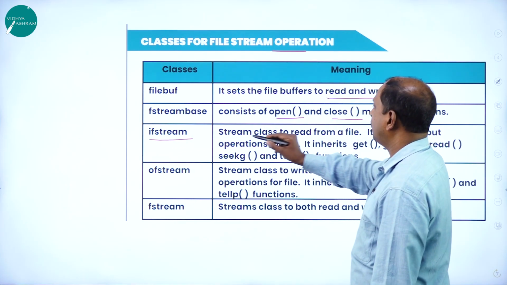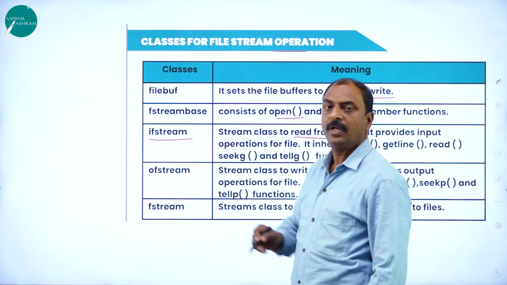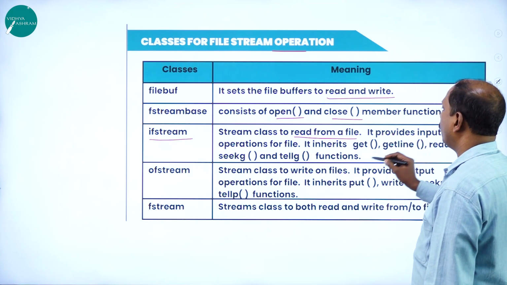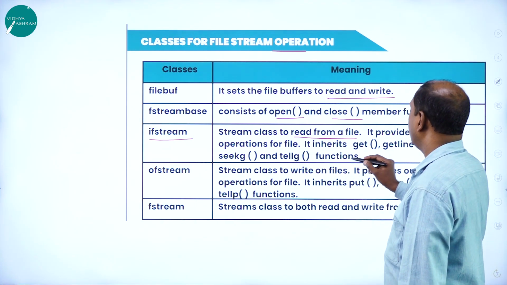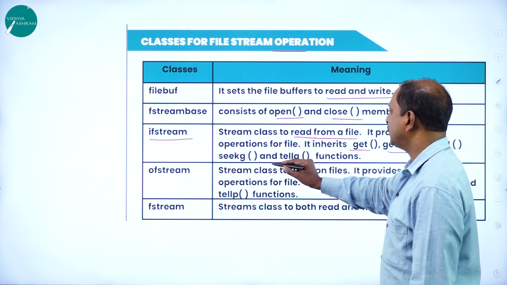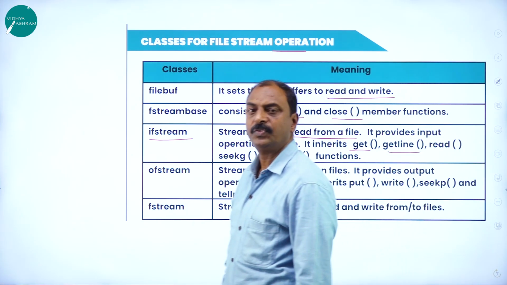Here is the stream class to read from a file. I stands for reading or input operation. So it reads from a file, and it provides operations for a file. These are the different functions: getline, read, seekg, tellg. These functions belong to the class ifstream.